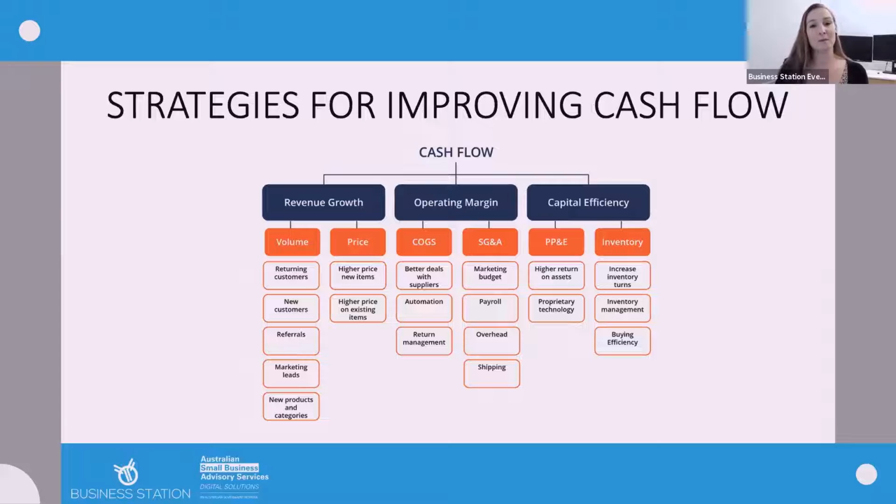So looking at property, plant and equipment, also looking at inventory. Now, inventory is a major one. Again, depending on the nature of your business and what sort of industry you're in, you may or may not have inventory, but inventory is a big one from a cash flow perspective. So we're going to go through and start looking at some of those elements individually now.